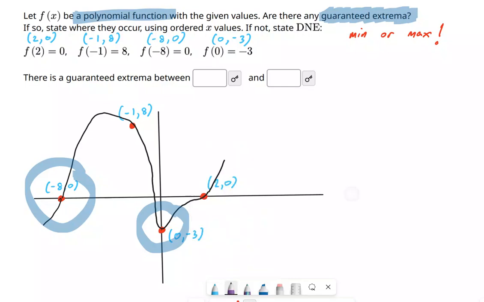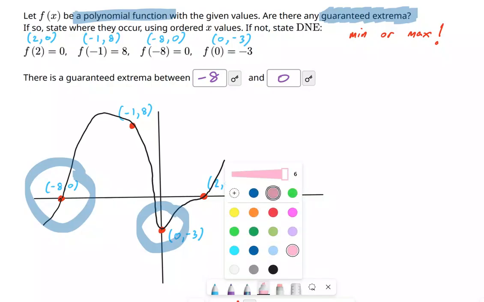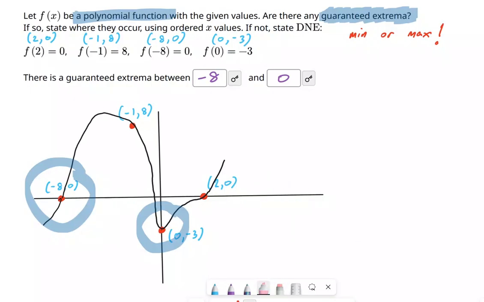So if I wanted to put that for my answer, that would be fine. I could say in between -8 and 0. There's a guaranteed extrema in there. But likewise, if you wanted, you could argue and say, well, wait a minute, doesn't there have to be a minimum value in between the -1, 8 and the 2, 0 coordinate points? Right? It must go lower somewhere in there. So between those, there has to be a minimum. And you could also very easily argue that the guaranteed extrema is between -1 and 2, right? If you're talking about the minimum, it just depends whether you're talking about the max or the min.